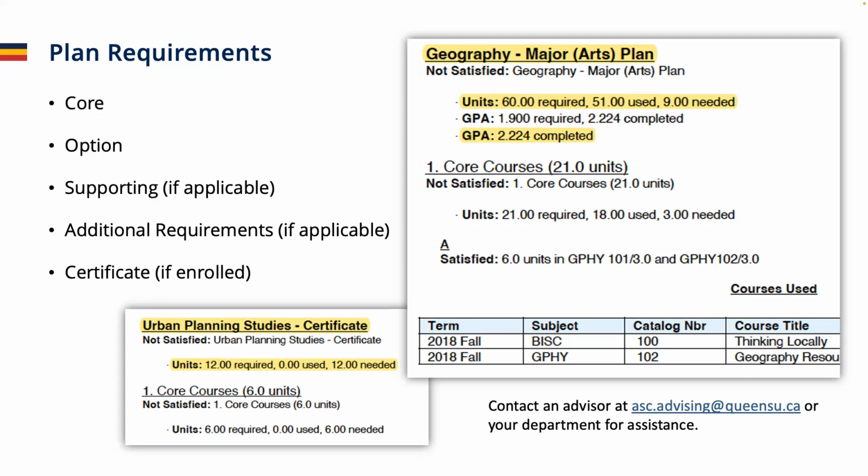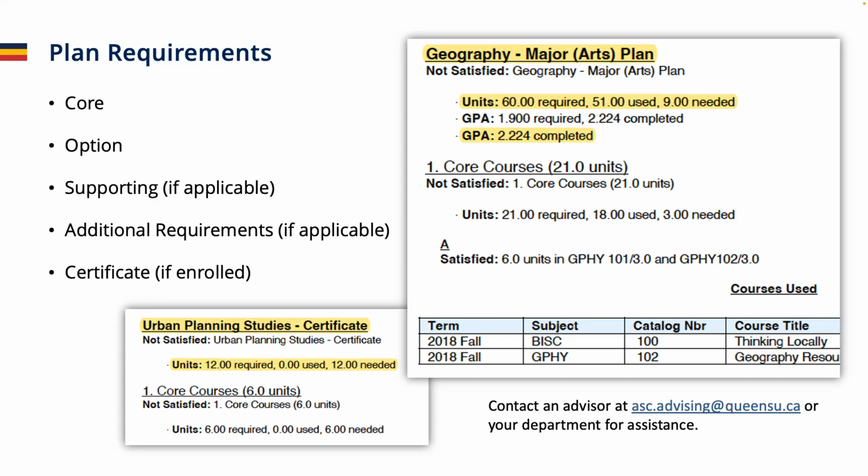When the report is generated, shared requirements are usually counted by default toward the major plan first. If you want a course or courses to be counted differently, or if you have taken a substitute course, you will need to contact an advisor to request a manual adjustment. You can email an advisor at asc.advising@queensu.ca or your department for assistance.